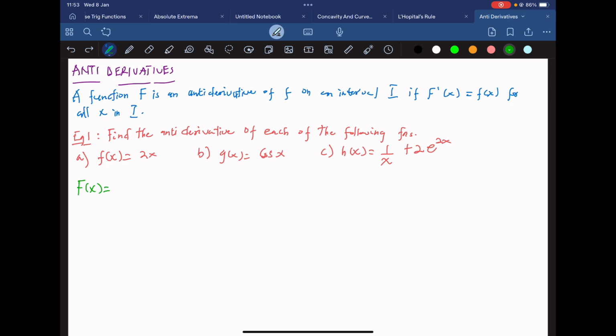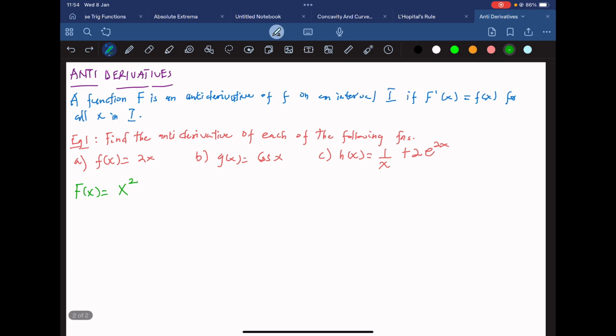And one thing that comes to mind is x squared. Remember, if we differentiate x squared, you get 2x. So it means that x squared is an antiderivative of 2x. Moving to b, which function do you think that if we differentiate, we get cosine of x? And that leads back to sine of x.